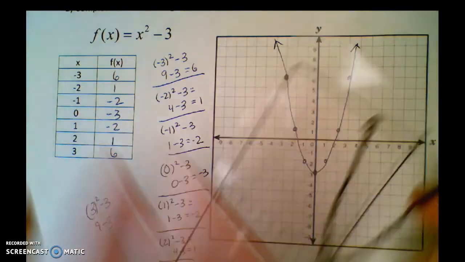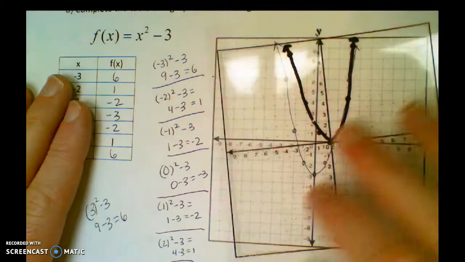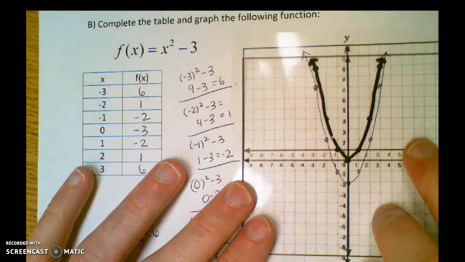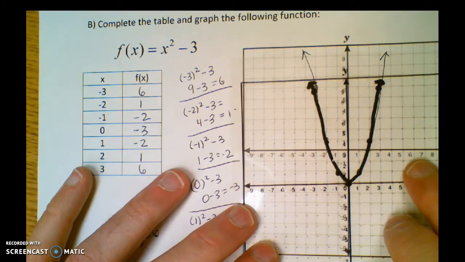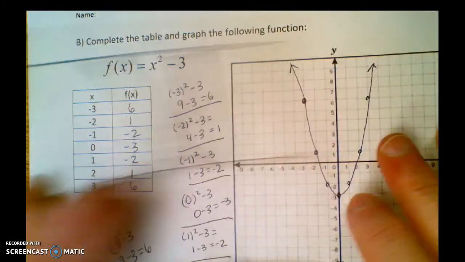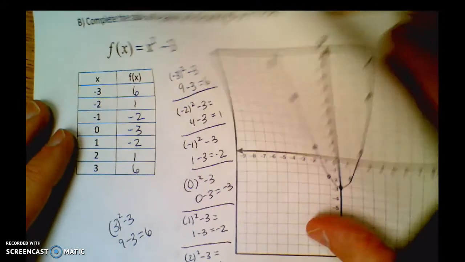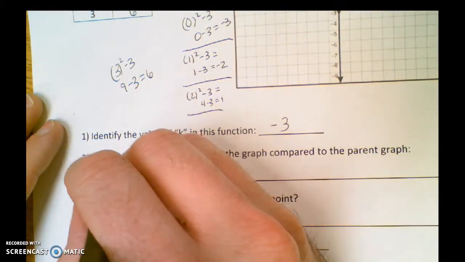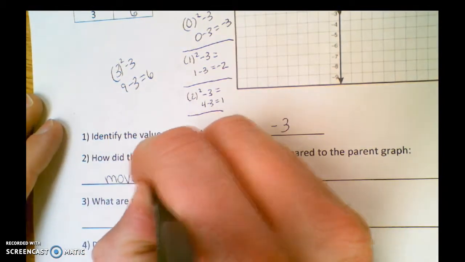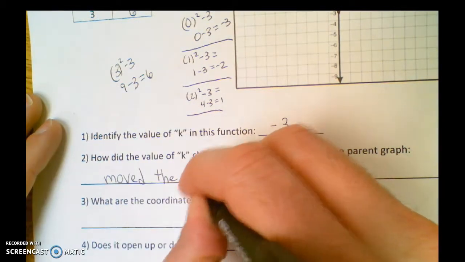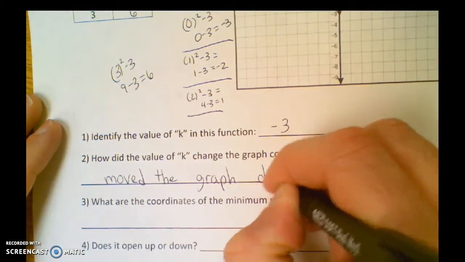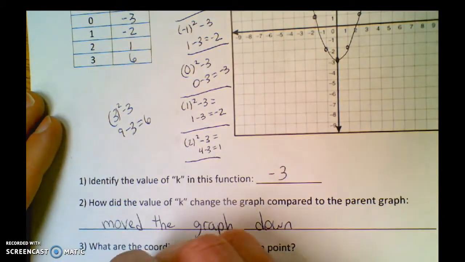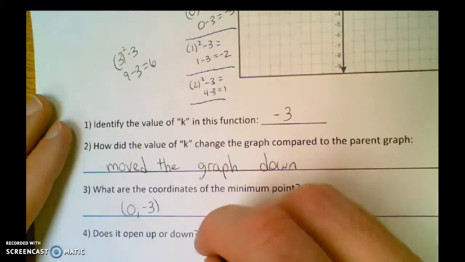Let's compare what happens this time. So here's my original. To get to the new one, I have to shift it down. And you probably predicted that based on what happened last time. So when numbers are on the outside after the exponent and you're subtracting them, you shift down. So the value of k in this problem is -3, and it moved the graph down. The new minimum in this graph is 0, -3. And this opens up.